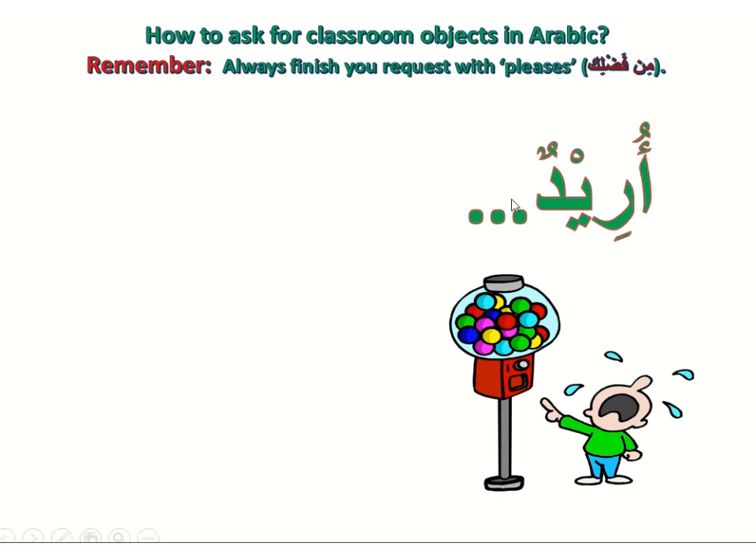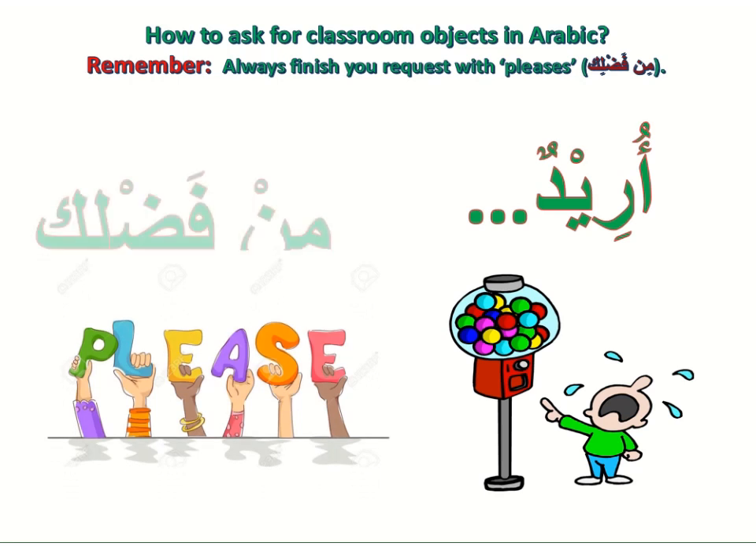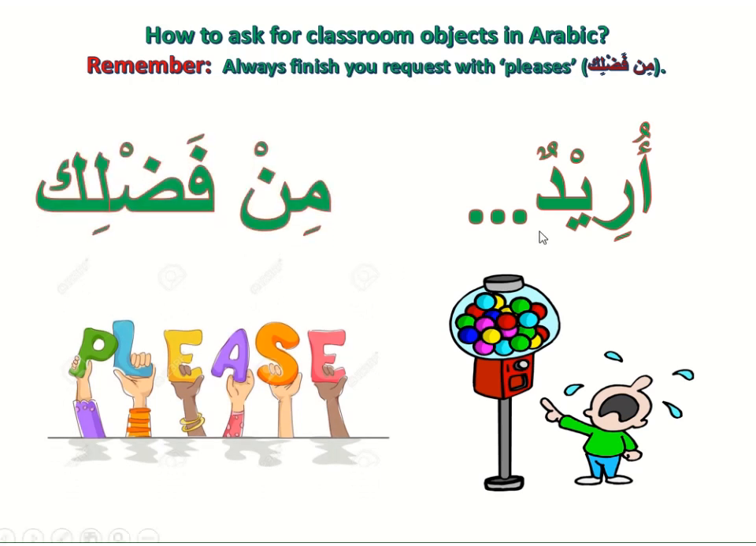أريد كتابا من فضلك. So أريد. Look, this is three dots. That means these three dots are where you add any classroom object. أريد قلما من فضلك. أريد كتابا من فضلك. I want a book, please. أريد ألوانا من فضلك. I need colors, please. Or I want color, please.